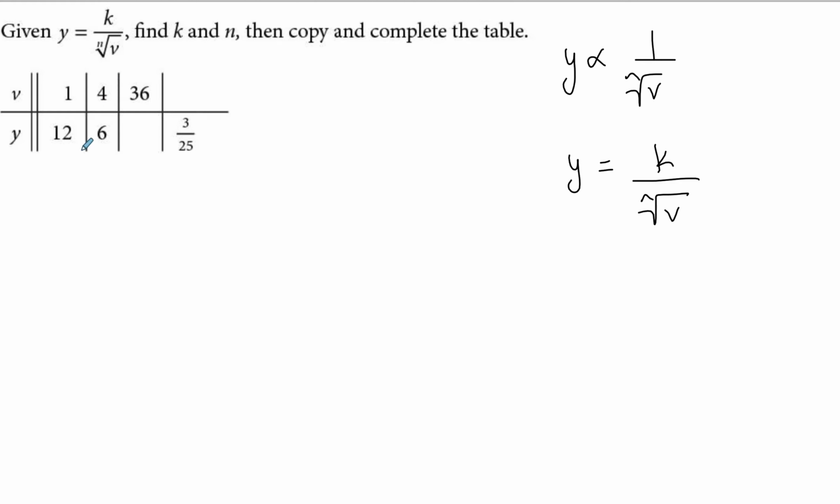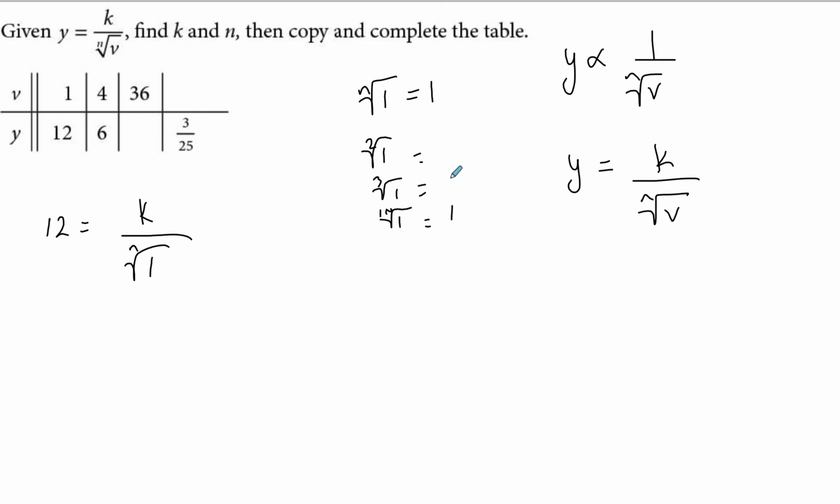So we're going to start and substitute just to see how we can find the k and the n. So we substitute this first set of values, 1 and 12. So we have 12 equals k over the nth root of 1, because v is 1. But note here that the nth root of 1 is always 1. If you take the square root of 1, the cube root of 1, the 100th root of 1, they will all be just equal to 1. So this is just k over 1, which means that k is equal to 12. So it's actually much easier once you've gone through an example.